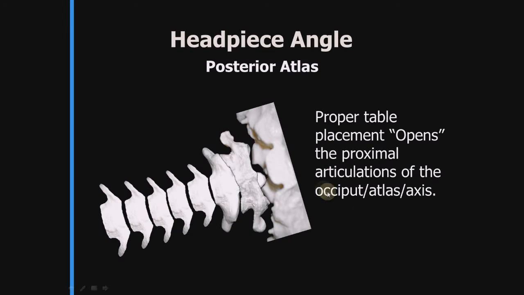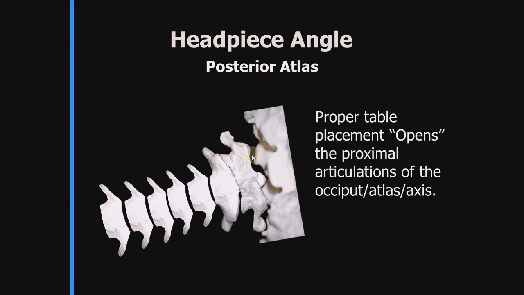If we have a posterior atlas, the larger posterior mass needs to come through a more open joint, so we would slightly increase the headpiece angle to create a slight opening effect on the occiput C1 joint on the side being adjusted.